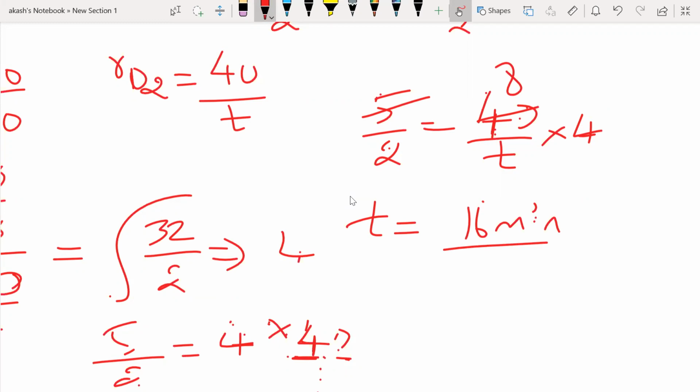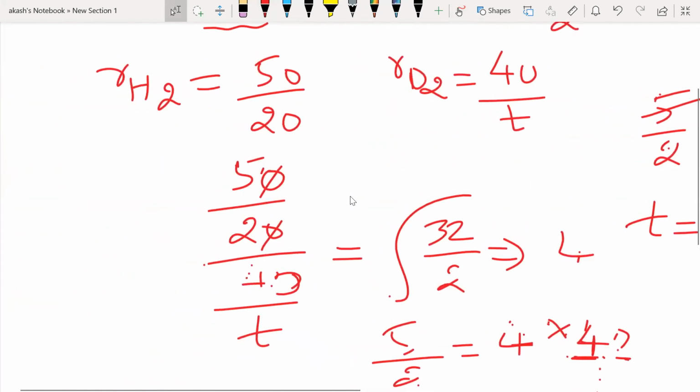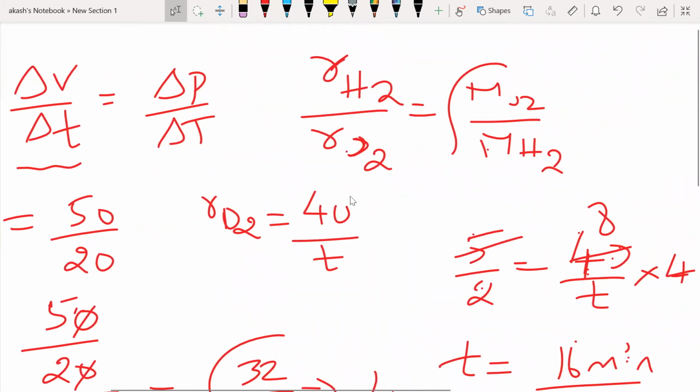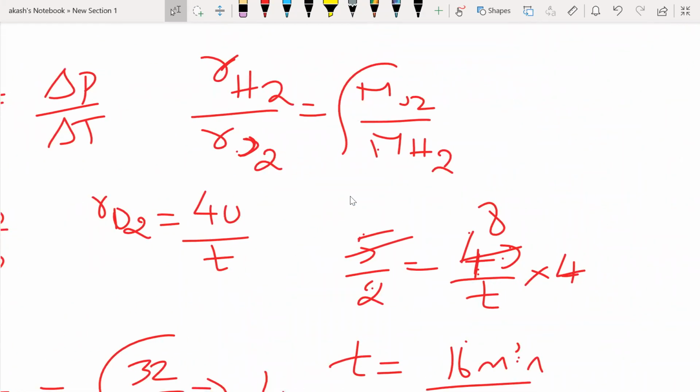So now the next question. I think everybody understood this pure formula substitution. You just have to know how to calculate the rate for two different gases, and you should know how to compare the rates of diffusion for two different gases using Graham's law. That's it. Now, the sixth question is a similar problem.